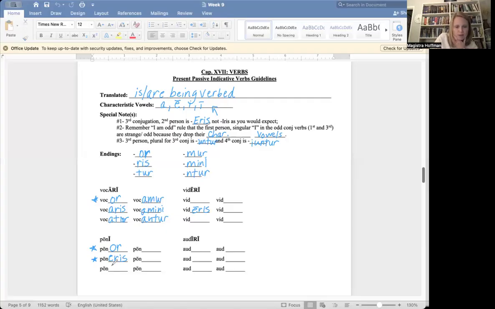Let me go on ahead and do the next ones. So we have an I like we would expect here. Ponitur, ponimur, ponimini, and remember this rule right here, number 3, is ponuntur.